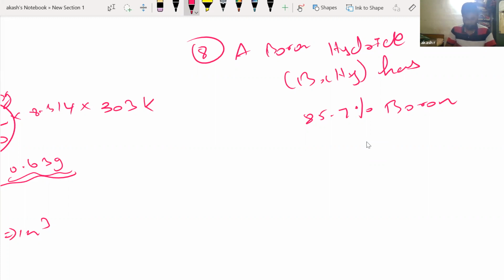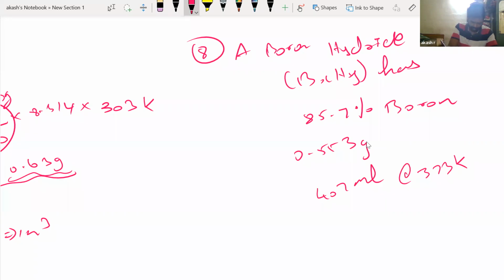0.553 grams of this compound occupied 407 ml at 373 Kelvin and 0.658 atm pressure. Now I want you to find.